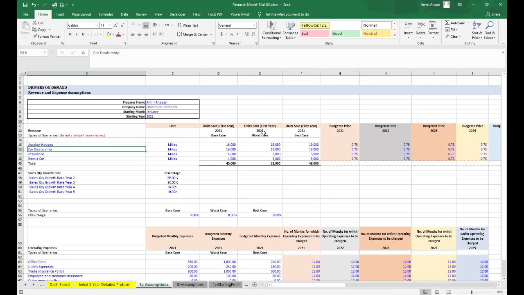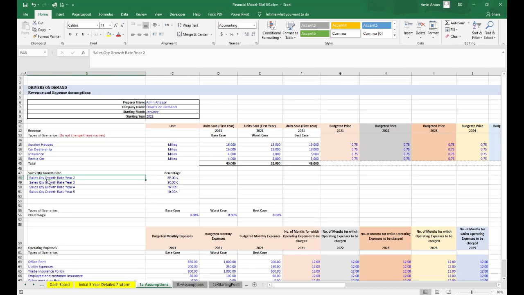So here are the four revenue streams: auction houses, car dealerships, insurance and rent a car. I have assumed that in the first year we will sell 16,000 miles for auction houses, 16,000 for car dealerships, insurance and rent a car for 4,000 each. This is the base case. This means that our normal assumptions are this, and in case of any worst case our assumptions will be this, and in case of the best case the assumptions will be this. You may change these assumptions as per your will.